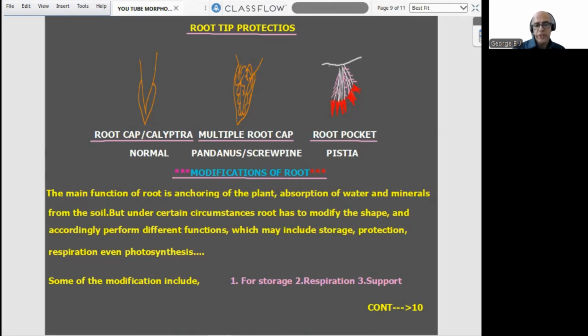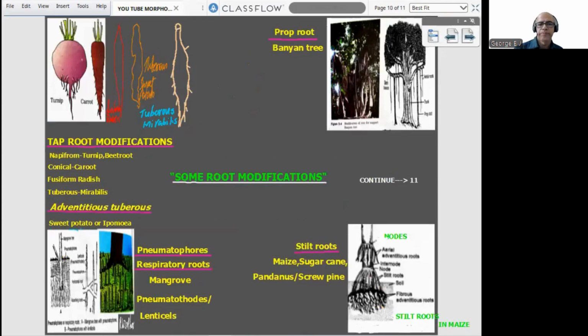Some modifications include mainly storage of food, respiration, and support. So remember, this topic is presently not in the NCERT book, but still, if you know, it is good. Now we can proceed to the next page. Here only the diagram is needed. Here we can find root modification, mainly taproot modification.